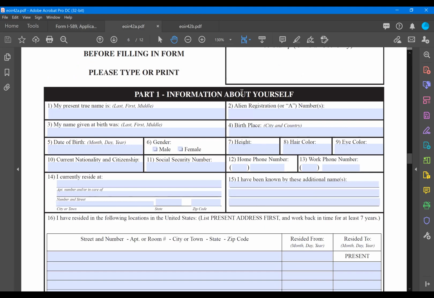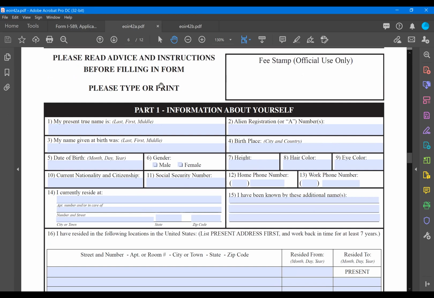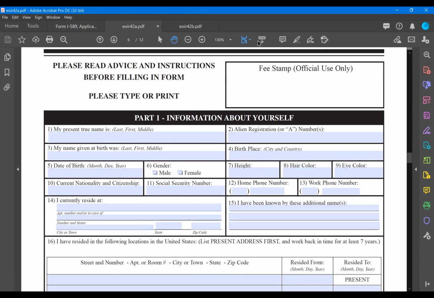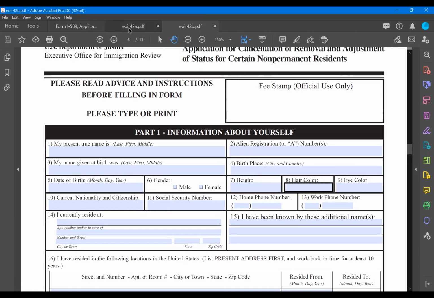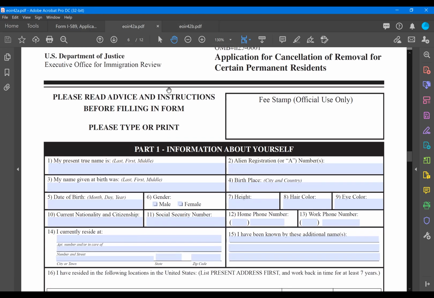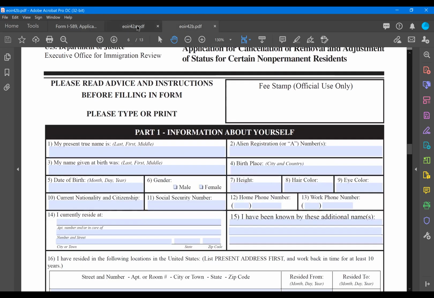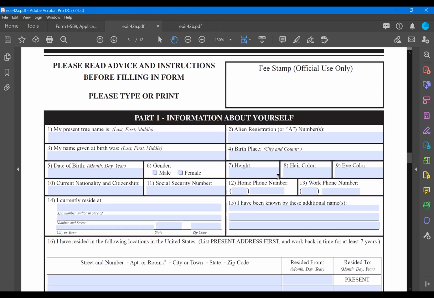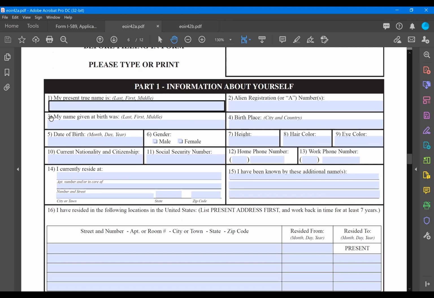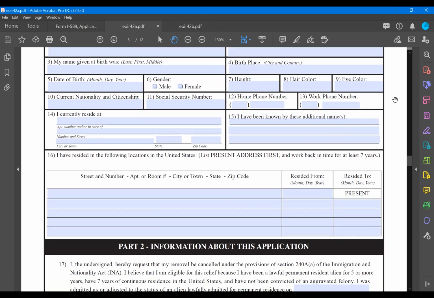Let's switch over to the cancellation of removal forms. So we have the EOIR 42A, which is the one for permanent residents. This is the EOIR 42B, which is for non-permanent residents. You can see right away, they look pretty much the same. There are a few differences, but they are going to be mostly the same. We'll start with this one for permanent residents. The top of this is basic information about the applicant, all very straightforward biographic information.